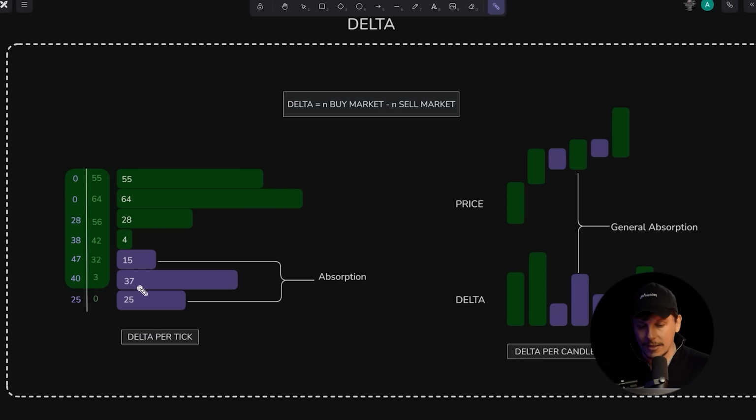And this one needs to be set because usually you will find the footprint on the left side that is showing you the bid and ask. You can set it by choosing the difference between them, and it's called specifically delta footprint.